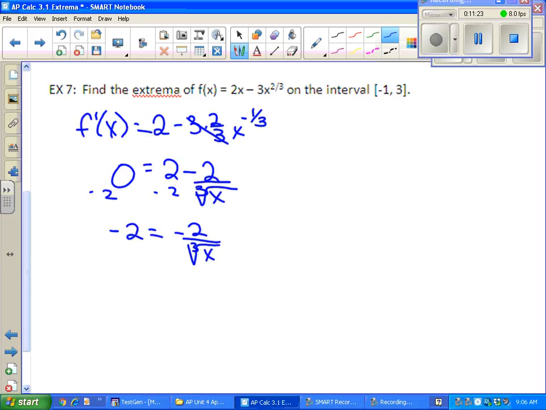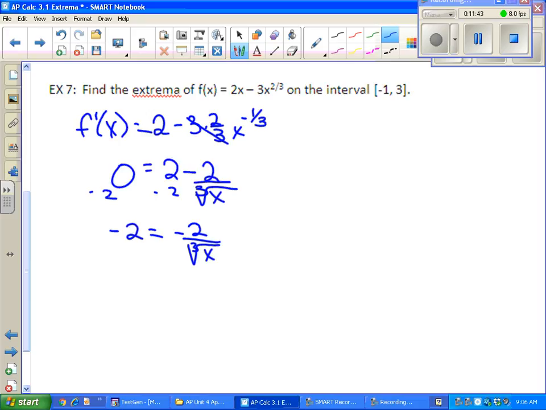I think I know what the answer is, because anybody figured it out yet? Cube root of what number would end up being a 1, so that negative 2 divided by that is going to equal negative 2? 1. You want to solve it? You want to go through the process of solving it?